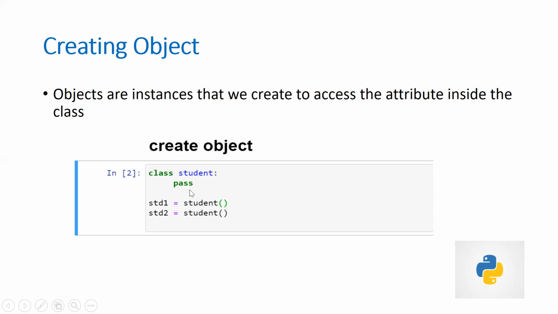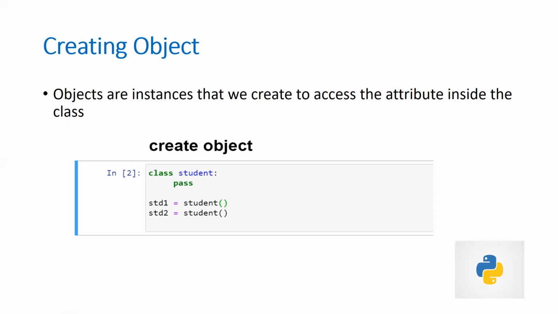Okay. So I did not write any attribute or any properties inside this class. I just left it empty. So now my aim is to create objects. My first object name is std1. I am assuming that it is student1.